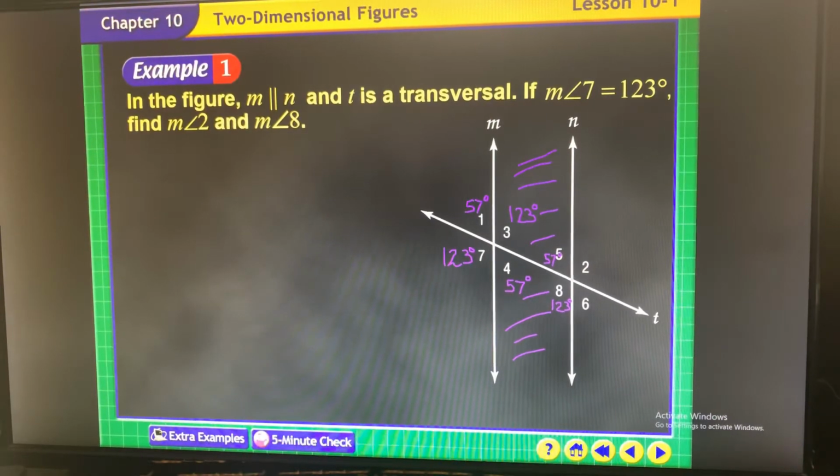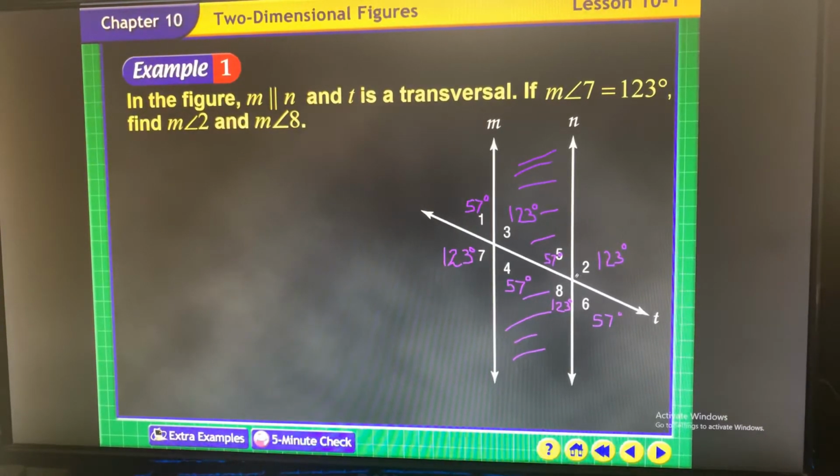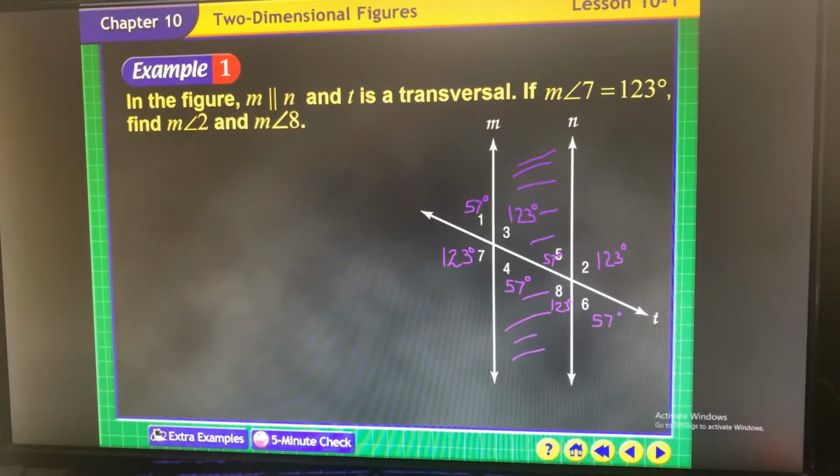And then I could do the same thing I just did up here. Angle 8 and 2, those are vertical angles. So I would say that's 123 degrees. Angle 5 and angle 6 are vertical angles, so that also is 57 degrees. And again, if I added all of them up, I get 180. And if you look at it, it's got a pattern. As long as it's parallel lines, it's got a pattern.